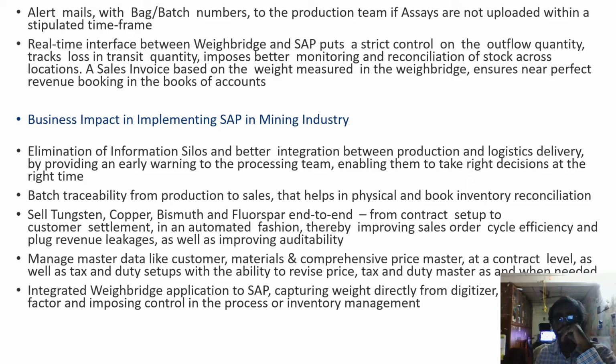So the real-time interface between Weighbridge and SAP puts strict control on the outflow quantity, tracks loss in transit quantity, and imposes better monitoring and reconciliation of stocks across the locations. Even if there are multiple locations, we can optimize better monitoring and reconciliation of stock across the different locations. Thereby, we can reduce the loss in transit of quantities, and so get a better optimized outflow quantity, right? So this can be done using the sales invoice based on the weight measured in the weighbridge.